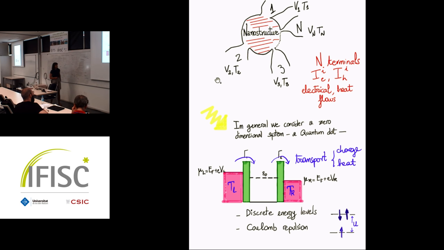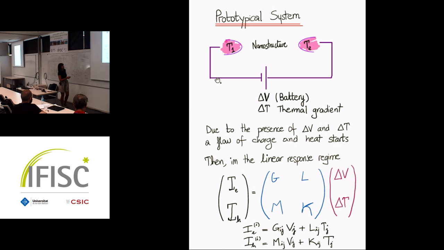You can even treat more complicated systems with many different terminals. In that case, this matrix that contains the conductances, the electrical conductance, thermoelectrical, electrothermal, and thermal conductance, are, in the case of a multi-terminal system, indeed matrices. Okay, so this is the linear response regime.